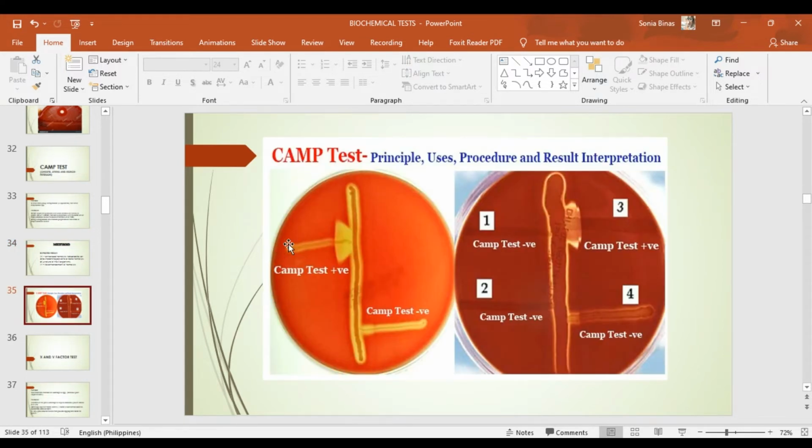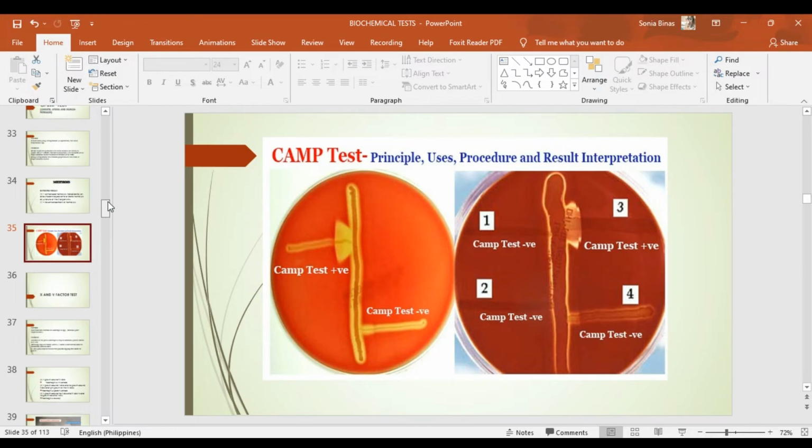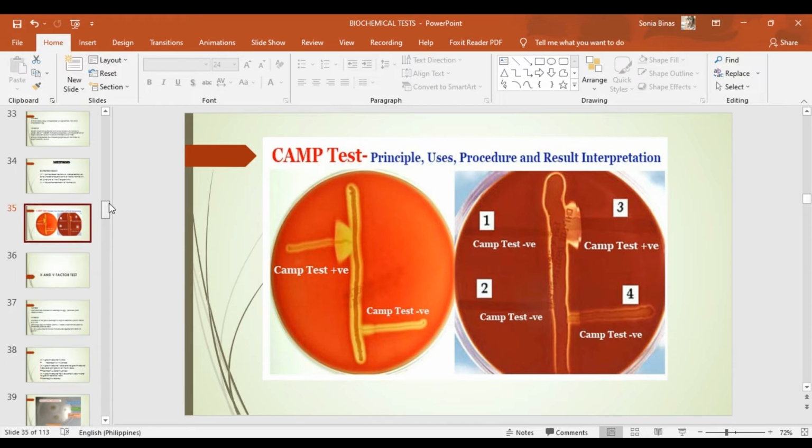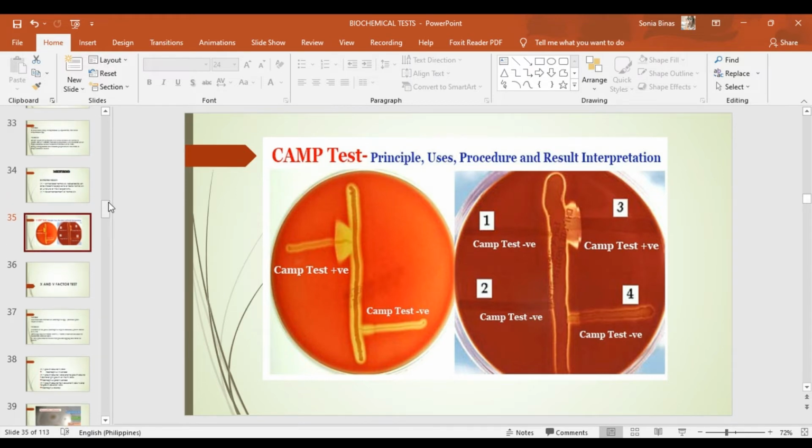Again, pag may arrowhead, ito yung ating strep agalactiae. Kung makikita natin sa baba, wala siyang arrowhead appearance, ito ay negative. Ano po? But aside po sa ating Streptococcus agalactiae, may isa pa tayong organism na nagpa-positive sa ating CAMP test, which is our Listeria monocytogenes. So Listeria monocytogenes and Streptococcus agalactiae test positive for our CAMP test.